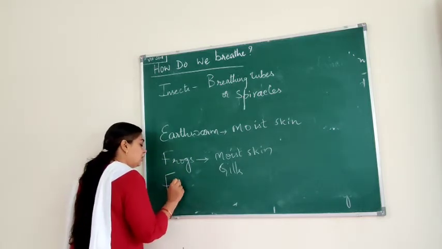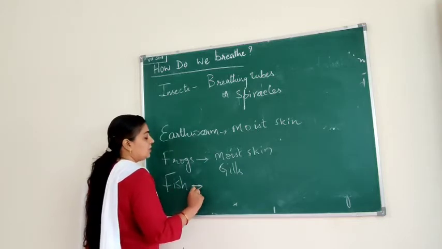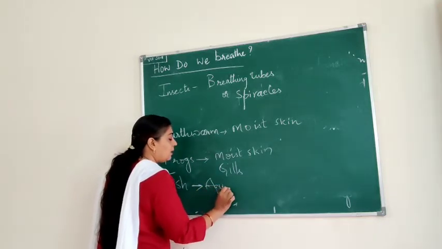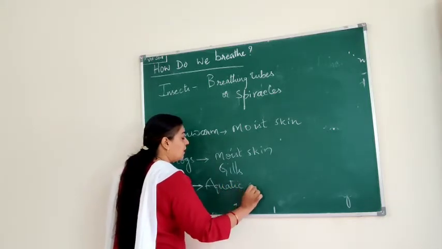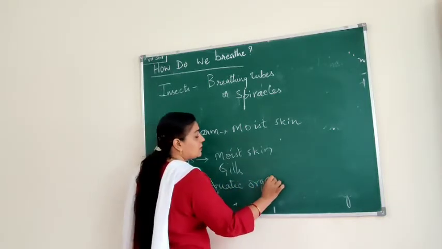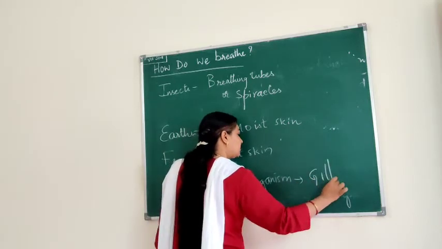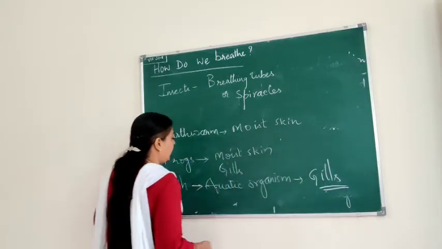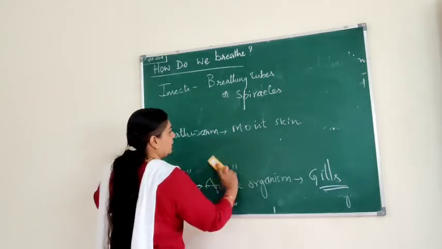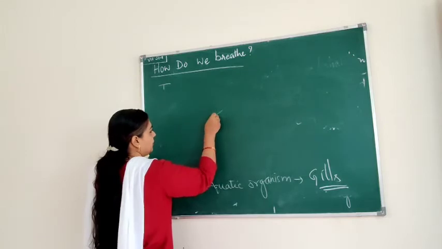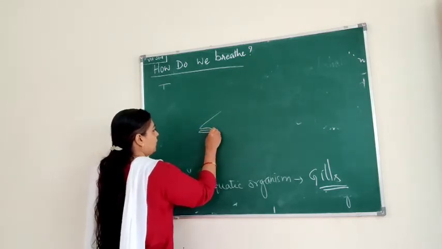Coming to fish, you know very well, fish is an aquatic organism. So how does it respire? It will respire with the help of gills. Most of us would have seen gills, right? If at all you have seen a fish, like this is a fish.